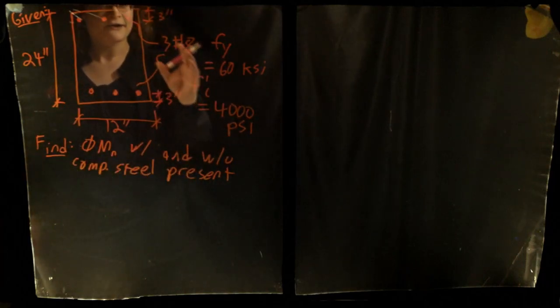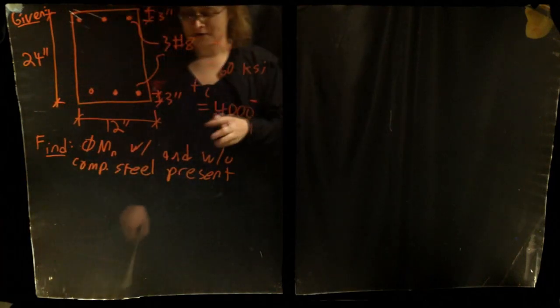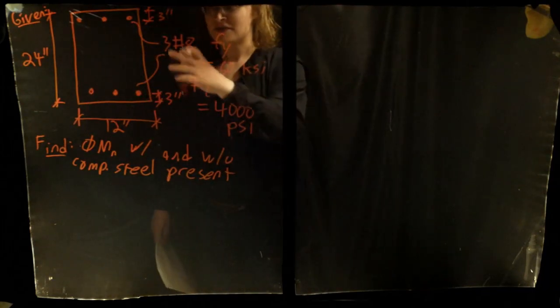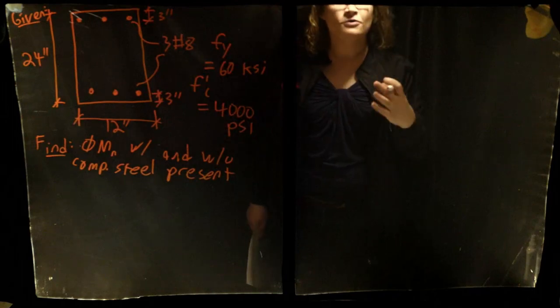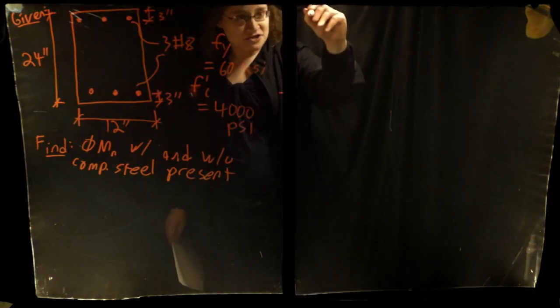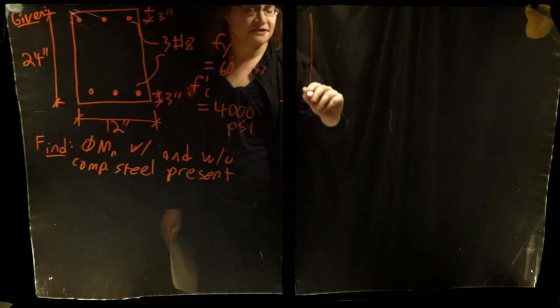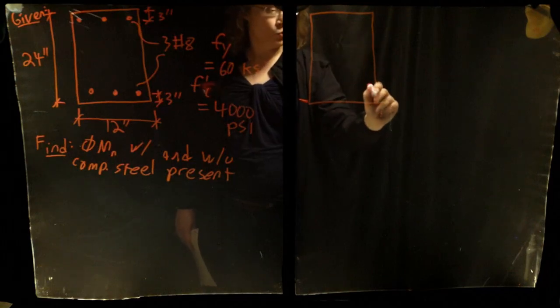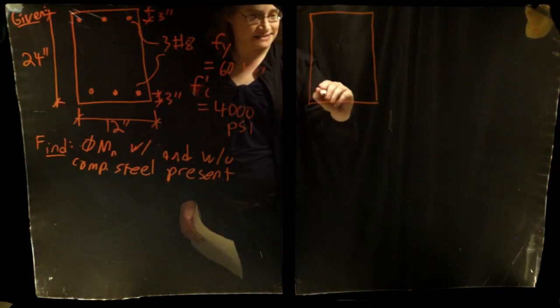So I'm going to first calculate its moment capacity, ignoring the compression steel. And this is actually always allowed. Even if you have a beam with compression reinforcement, you don't actually have to count on it if you don't want to. You're allowed to ignore it if you just want to be a little bit extra conservative. But let's first look at the beam without the compression steel present.